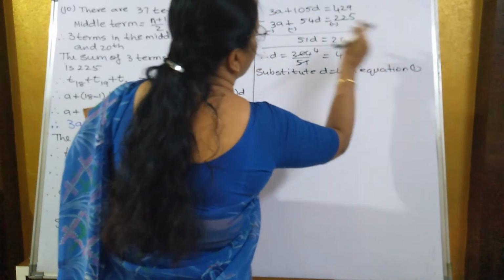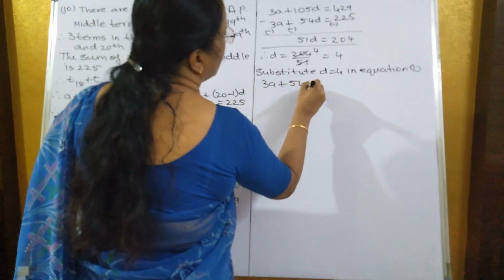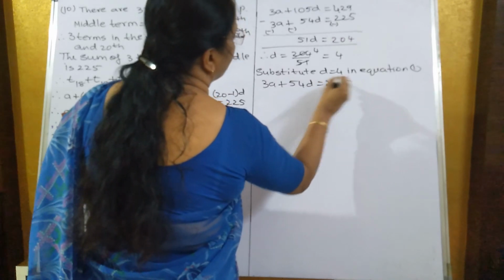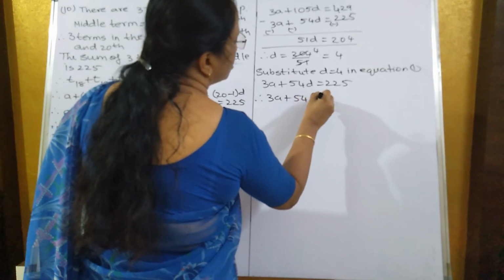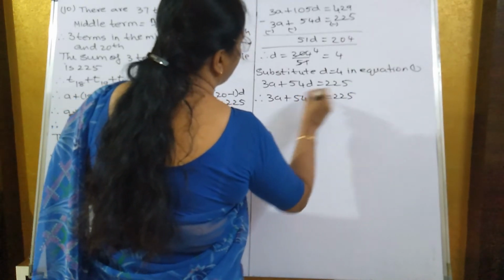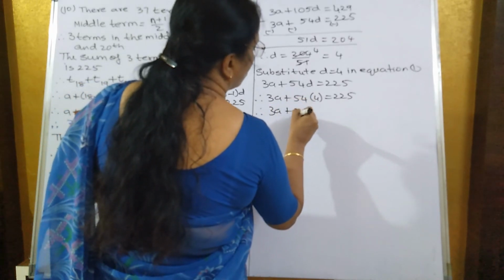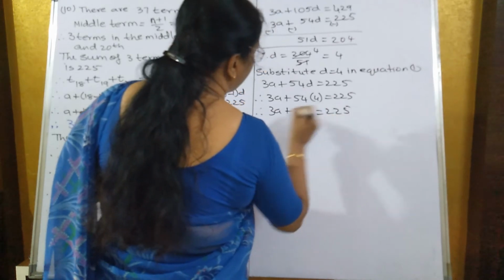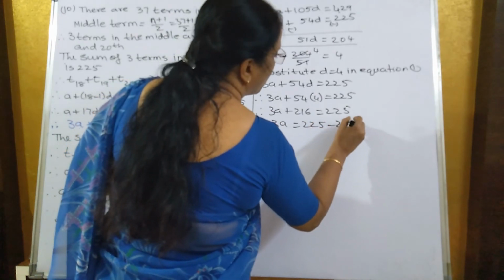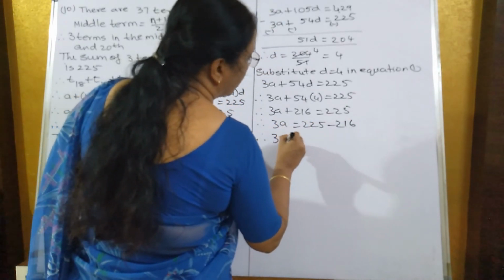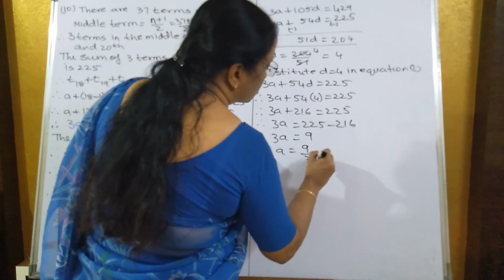Now what is your equation 1? That is 3A plus 54D is equal to 225. Therefore 3A plus 54 into 4 is equal to 225. Therefore 3A plus 216 is equal to 225. Therefore 3A is equal to 225 minus 216. When you subtract this, you will get 3A is equal to 9. Therefore A is equal to 9 upon 3, which is equal to 3.